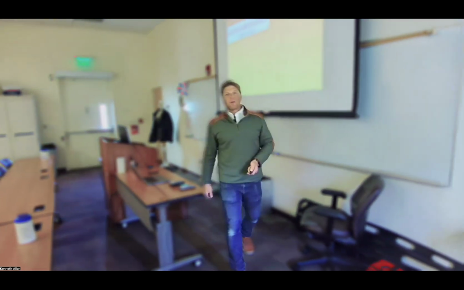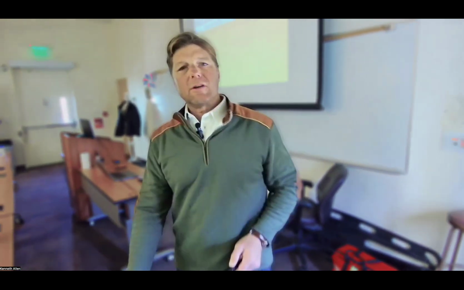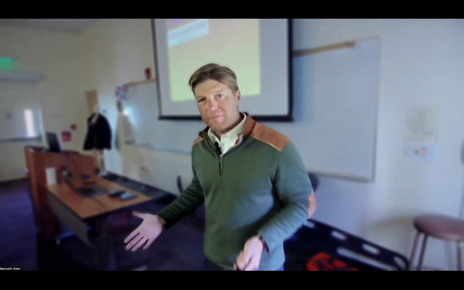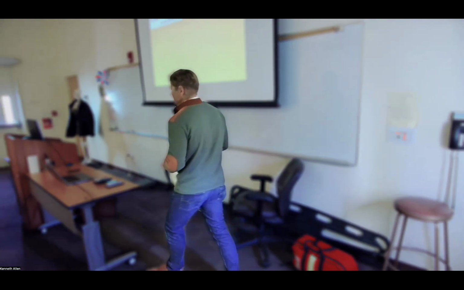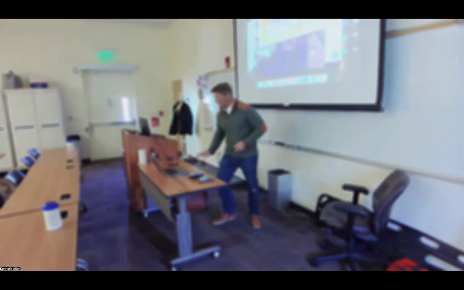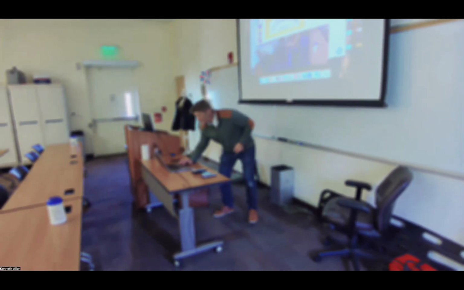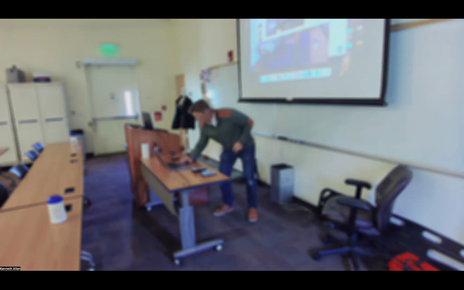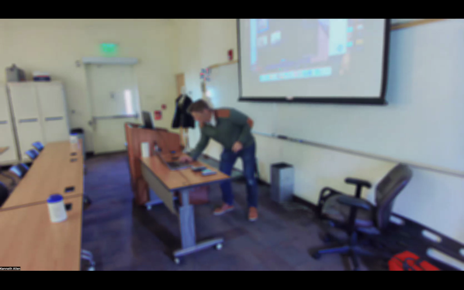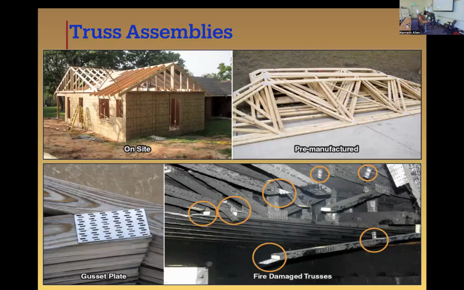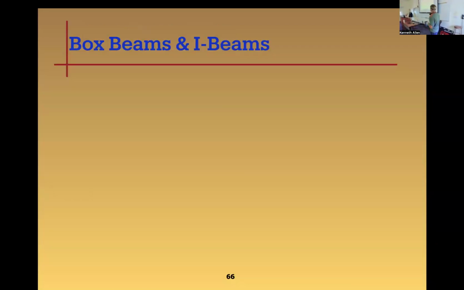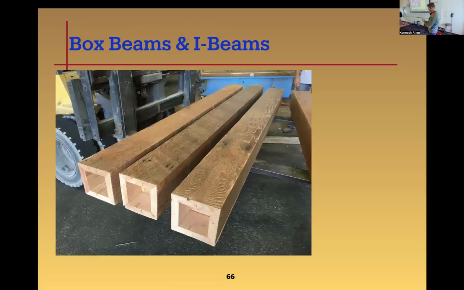So I'm going to continue going over this for the rest of you. We're going over truss types, roofs, back to gusset plates, and truss assemblies. So here you go. You can see pre-manufactured.